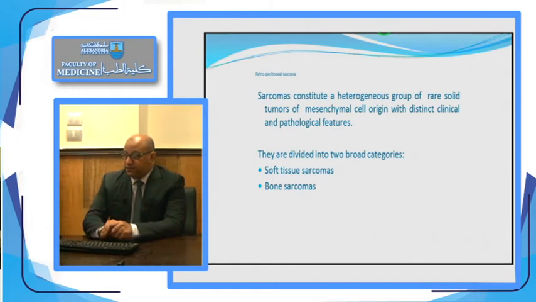Sarcomas constitute a heterogeneous group of rare solid tumors of mesenchymal cell origin with distinct clinical and pathological features. They are divided into 2 broad categories depending on the tissue of origin, the soft tissue sarcomas and the bone sarcomas. And here we will discuss only the soft tissue sarcomas and not the bone sarcoma.